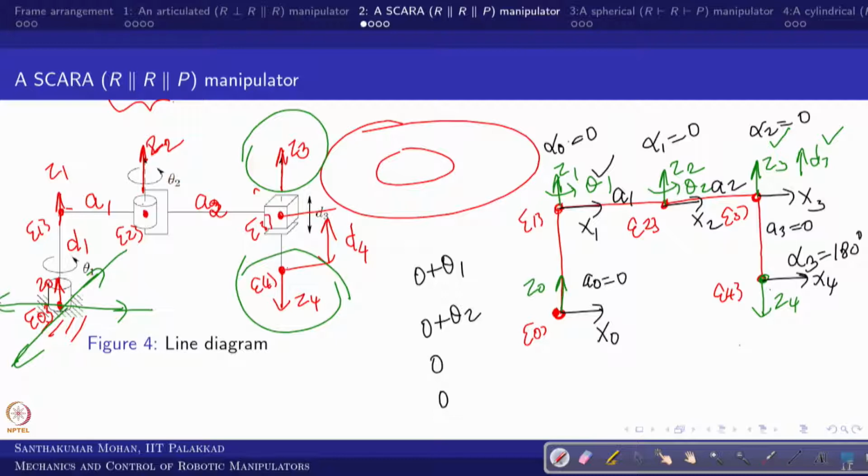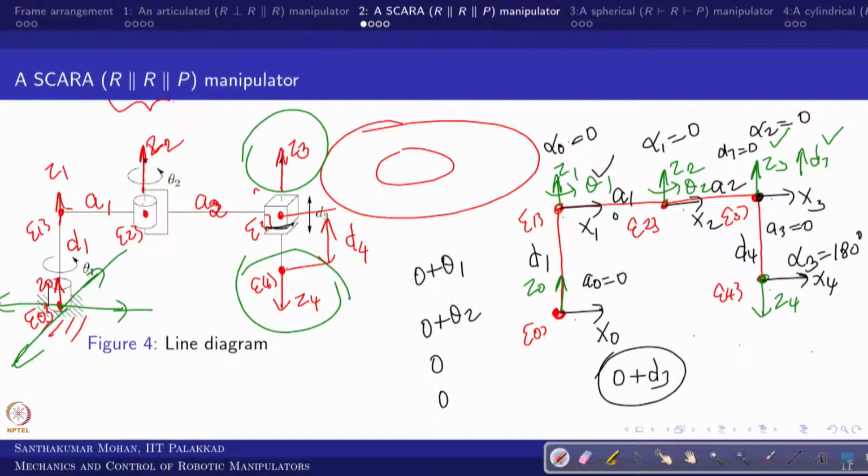So coming to the distances, from 0 to 1 there is a distance, that is d1. From 1 to 2 there is no distance, so d2 is 0. From 2 to 3 there is no distance along z3, so d3 is 0, and from 3 to 4 there is a distance, that is d4, in the positive direction. But in addition to that, from 2 to 3 there is a d3 which is a variable like this, right. So you have to write 0 plus d3, okay.